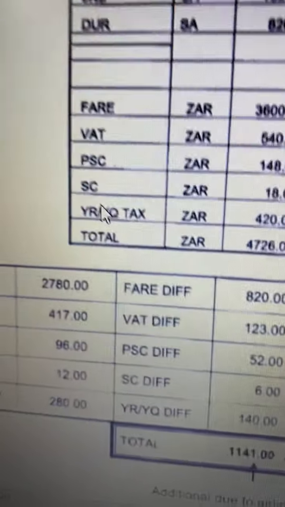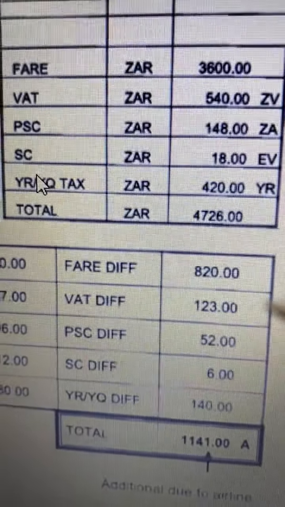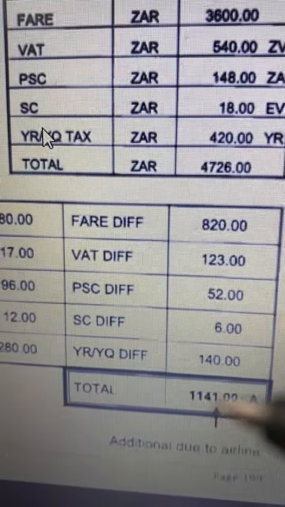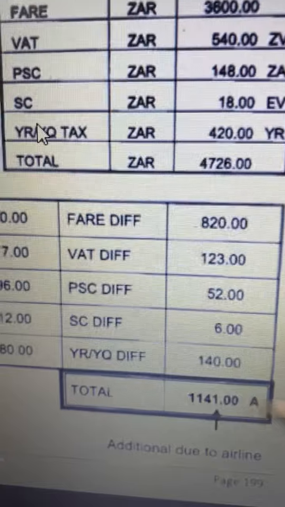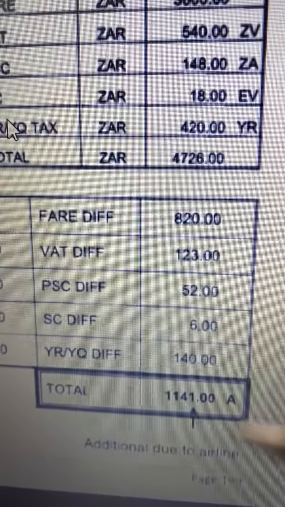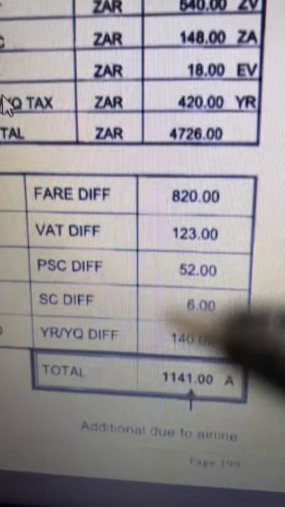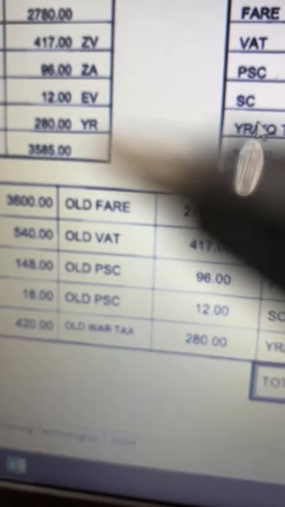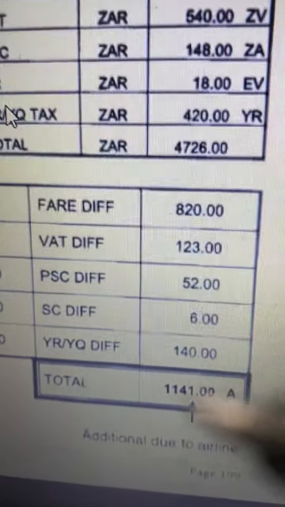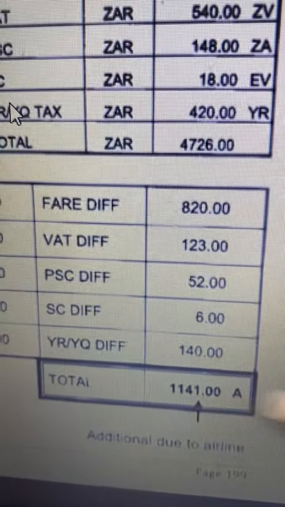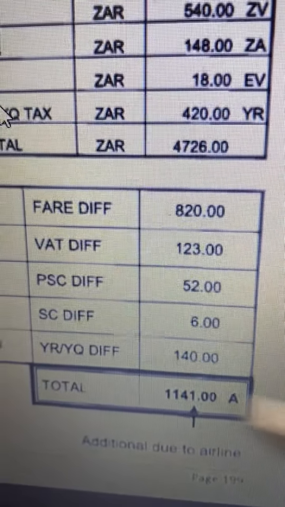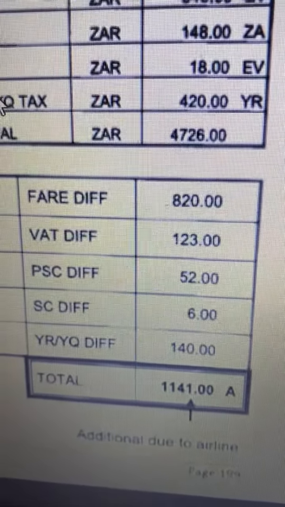We add 820, 123, 52, 6, 140. And that answer is 1141. A stands for additional cost. It must be there. If it's not there, you'll lose a mark. That indicates that the old fare and the new fare differ by 1,141 Rand. We've separated it between the fare and all the different taxes because remember, everything is separate.